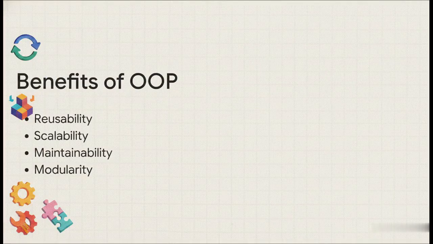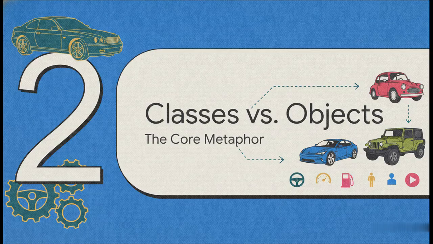And why does this shift actually matter? Because it gives you massive reusability and scalability. Instead of copy-pasting the same chunk of code 50 times, you literally just write it once. It allows your program to safely grow from a tiny script to 50,000 lines of highly maintainable software. Basically, it's the ultimate structural solution that separates amateur scripts from professional software. Which brings us nicely to Section 2, classes versus objects.